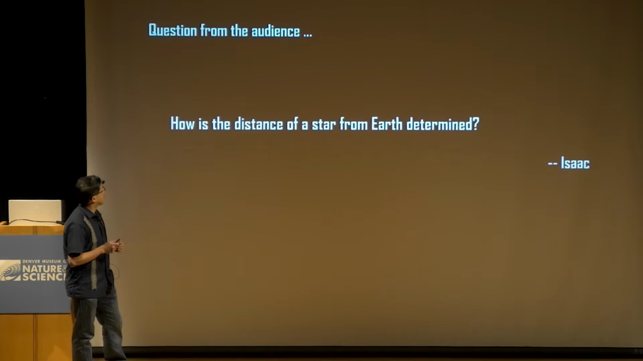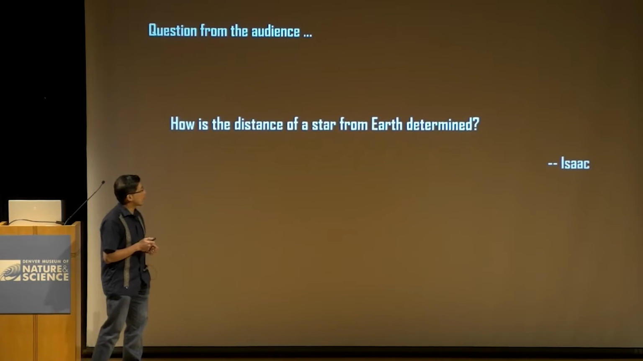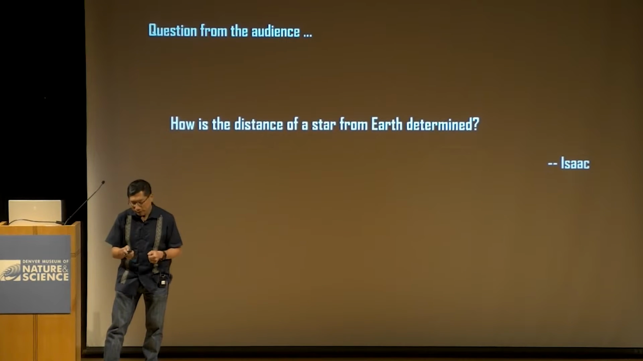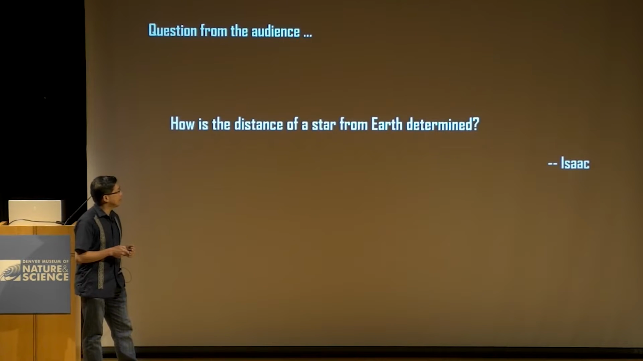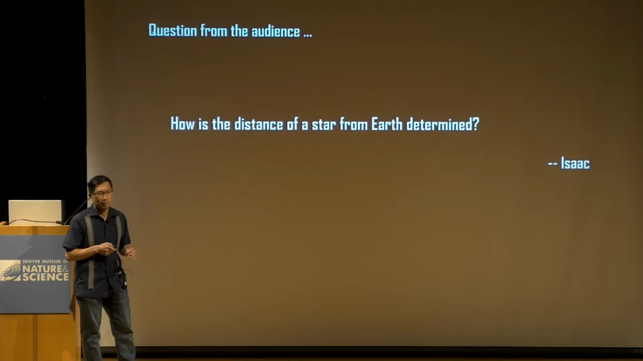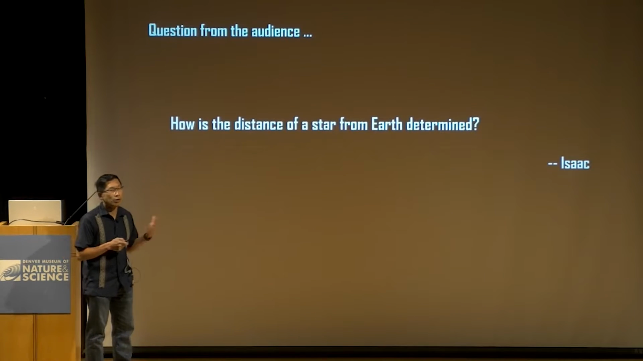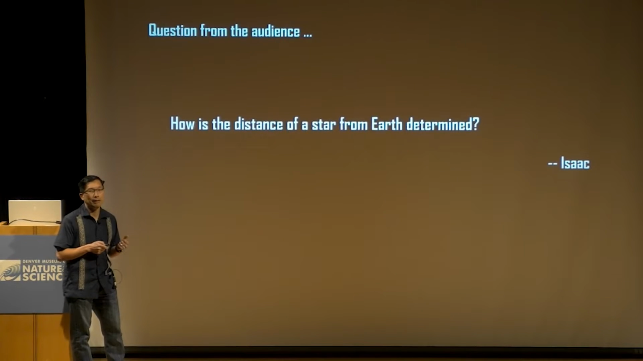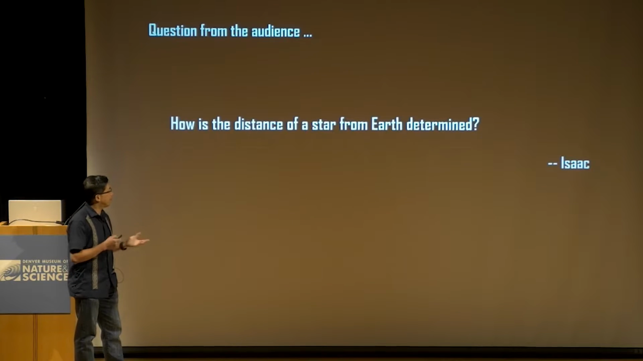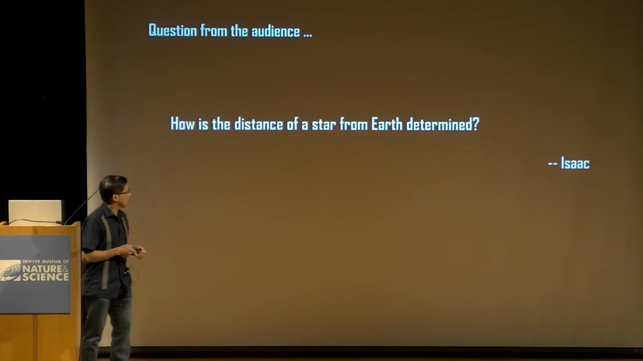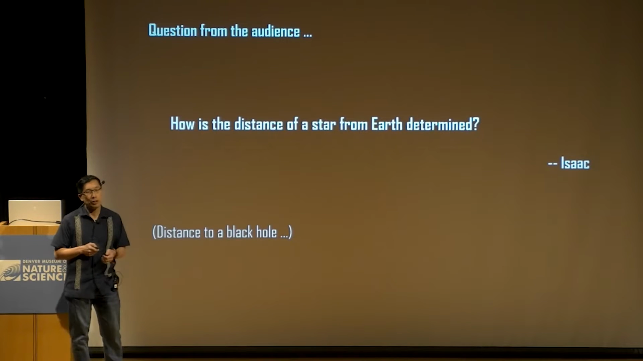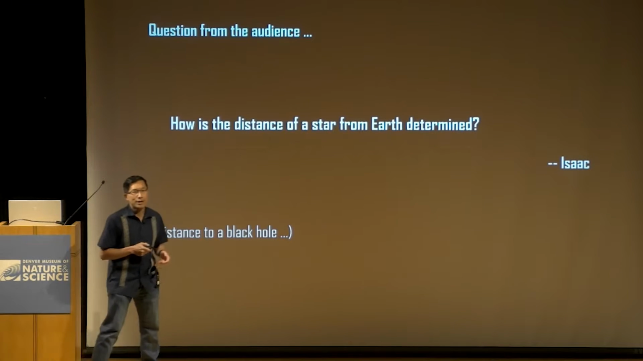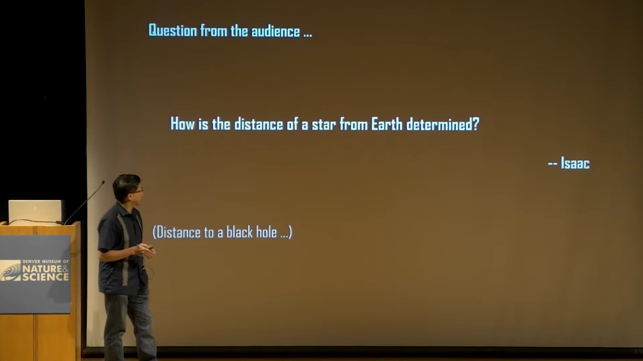The question from the audience that was submitted last month was, how is the distance of a star from Earth determined? And that's from Isaac. In order to answer this question, it turns out that there are lots of ways in which you can figure out distances to stars and other objects in the universe, but we're going to focus on the way that astronomers have been doing for well over 100 years, and apply that to a black hole. So we'll be talking about black holes for this particular story.